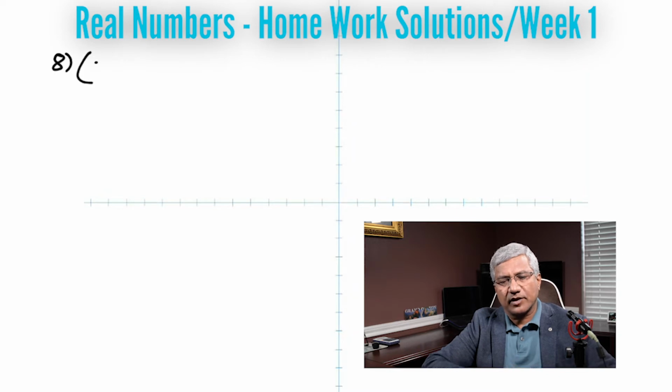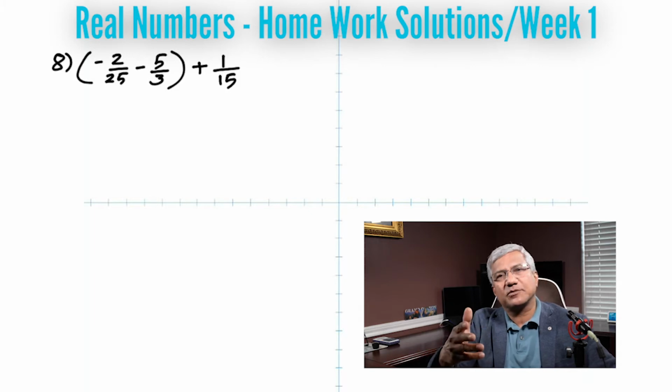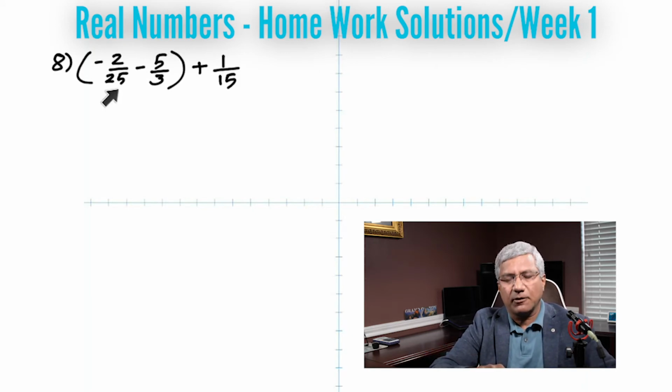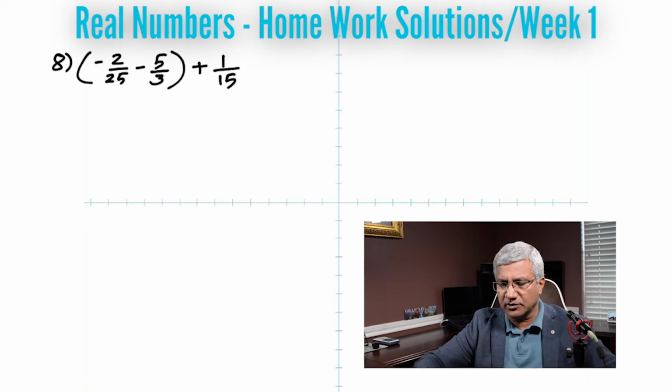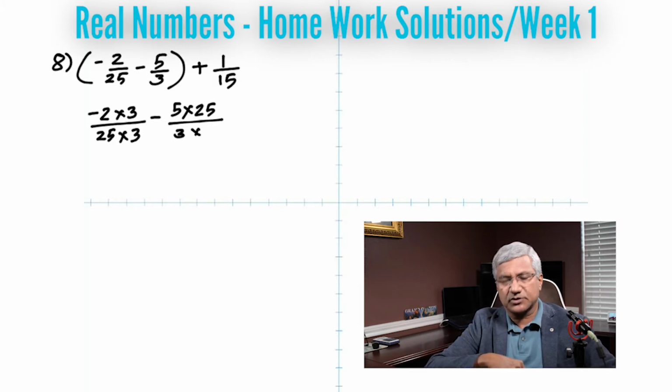So 8th question. This one is negative 2 by 25 minus 5 by 3 plus 1 by 15. So again, look at the numbers inside the parenthesis. It's negative 2 by 25 minus 5 by 3. So take the LCM. The LCM is 25 times 3, which is 75. That means 25 has to be multiplied by 3, so you multiply 2 also with 3. 3 has to be multiplied with 25, so we'll multiply 5 with 25. Now that's about the third time we're doing it. We're trying to make the denominators equal by taking the LCM. So there you have minus 2 times 3 over 25 times 3, minus 5 times 25 over 3 times 25. So that's plus 1 by 15.